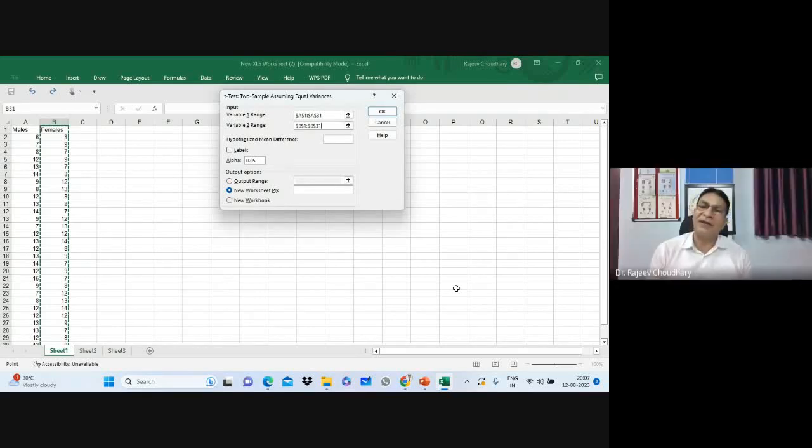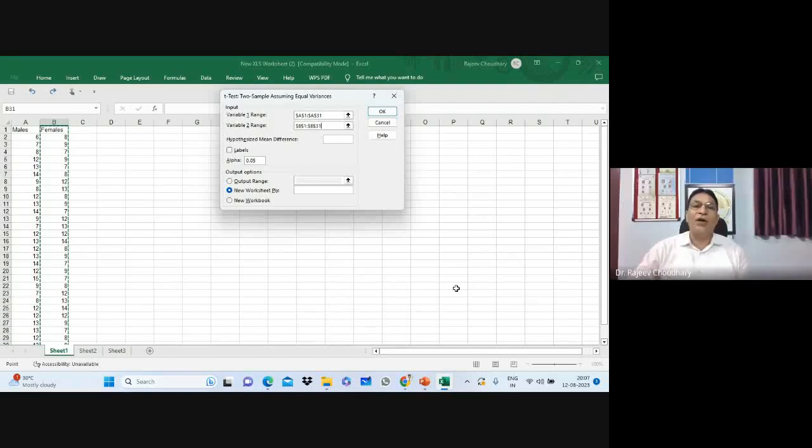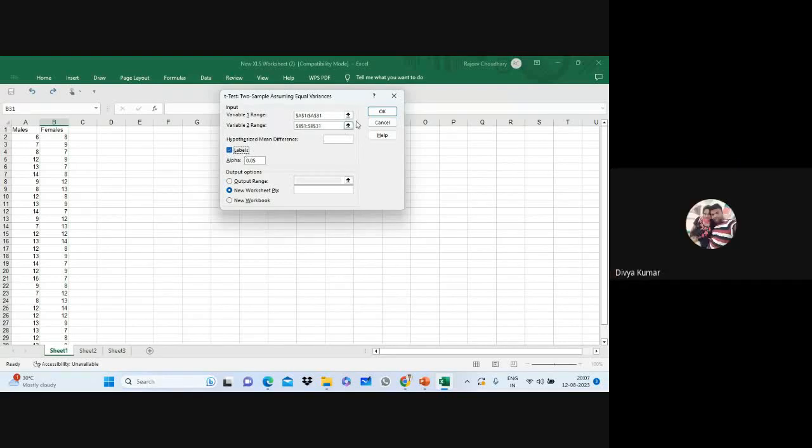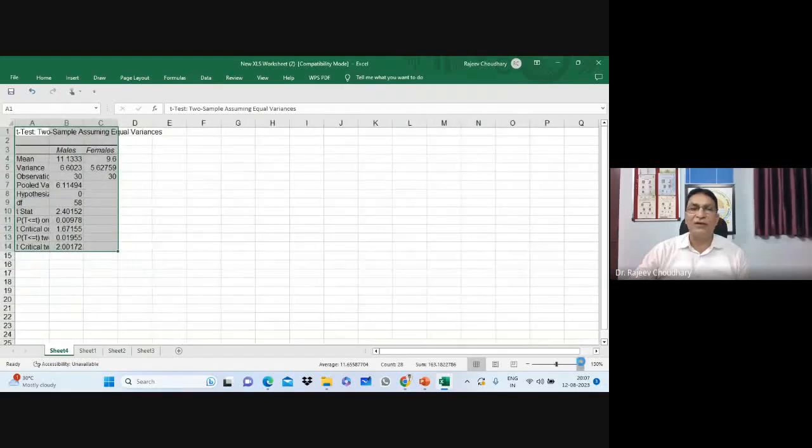I will repeat again and again. If you are unable to get it, I will repeat again and again. Don't worry. Now, since we have given headings or labels in the first row, that is male and female, we have to tick and select this label. Is it okay? Yes, sir. Click on OK. The output will be in front of you.